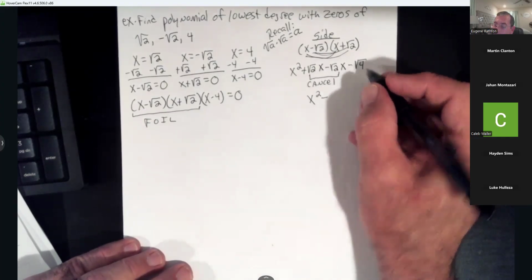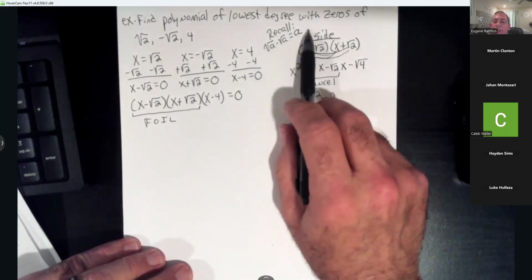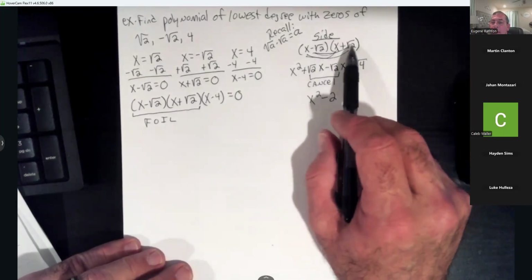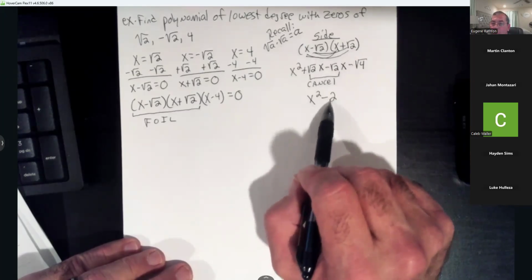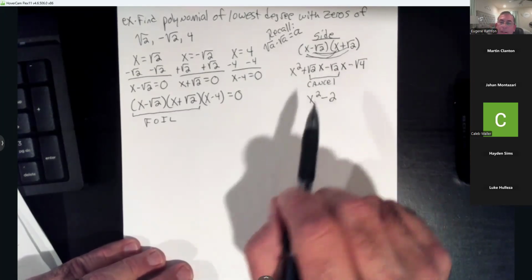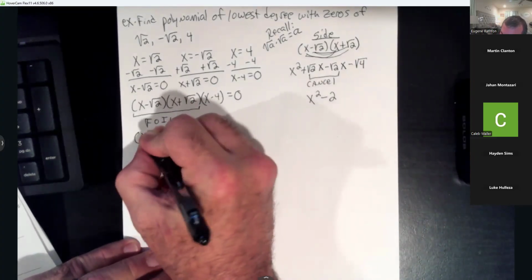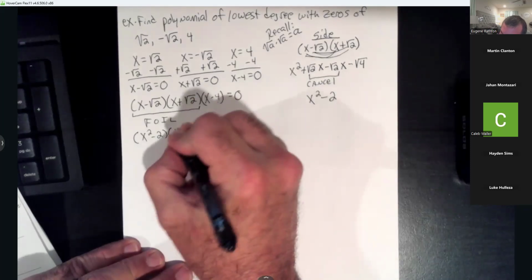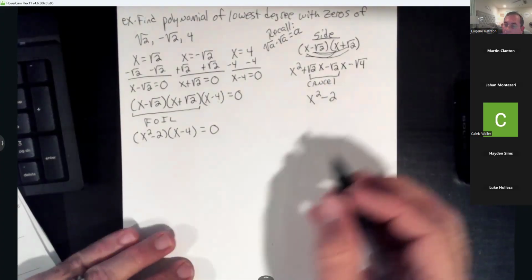Well, y'all remember the square root of 4 is 2. So if you're using this property, square root of 2 times square root of 2 equals 2, which is what we got. So put that in the first parentheses, x squared minus 2. Multiply that by the x minus 4 now, and we'll set that equal to 0.